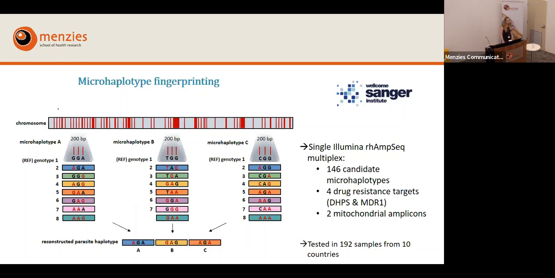of these candidate microhaplotypes. Why 146? Well, we basically combined 2 assays with 100 and had to take some out that they already knew wouldn't work, just to make sure that if some of these markers failed, we could replace them with a different one. We also incorporated 4 drug-resistance targets and 2 mitochondrial amplicons. So the mitochondrial amplicons are just used to do speciation in case we've got, for example, a mixed infection, that could help us to find out what kind of Plasmodium we're looking at. And we tested this assay in 192 samples from 10 different countries.